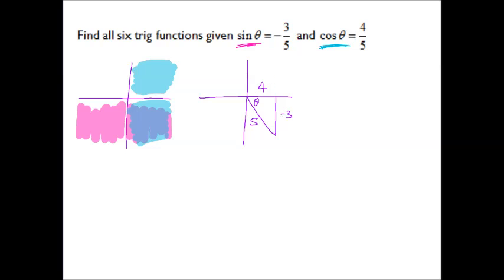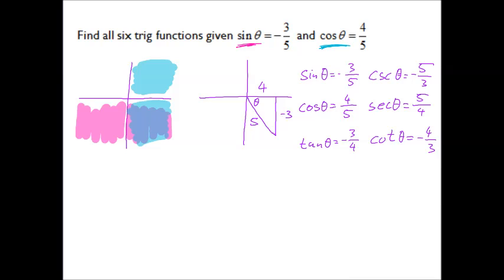Now we have everything we need to write down all our trig functions. The sine of theta we were given is negative 3 over 5. The cosine of theta is 4 over 5. The tangent of theta has to be the opposite over the adjacent. That is going to be negative 3 over 4. And now go ahead, stop the video again, and find the reciprocal functions yourselves.